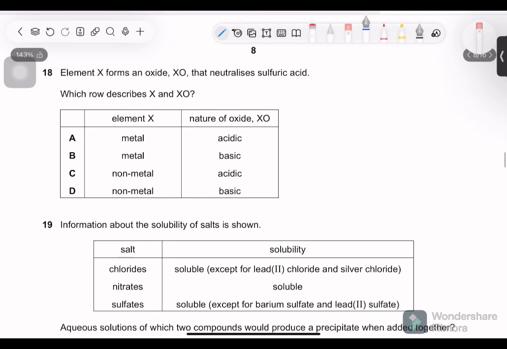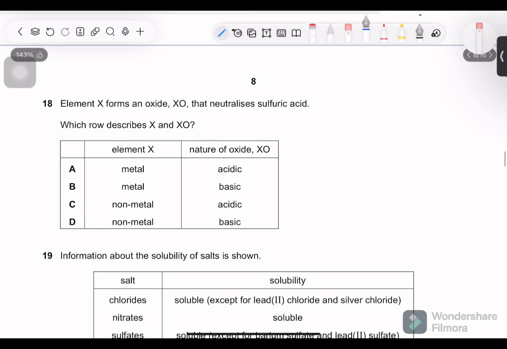18. Element X forms an oxide that neutralizes sulfuric acid. So this should be a basic oxide and X should be a metal, because metal forms basic oxide, non-metal forms acidic oxide. So element X is a metal, nature is basic.